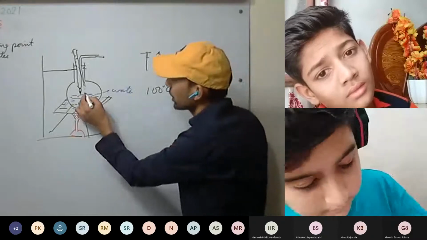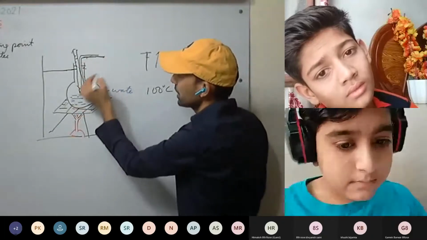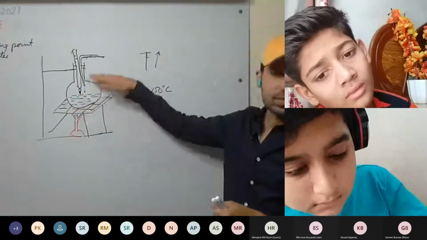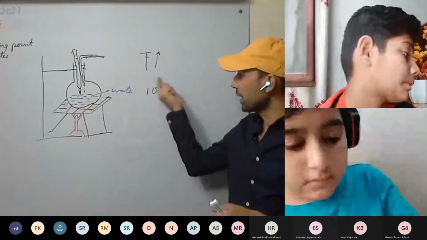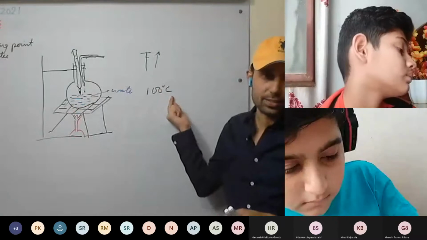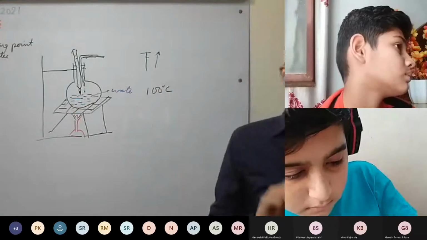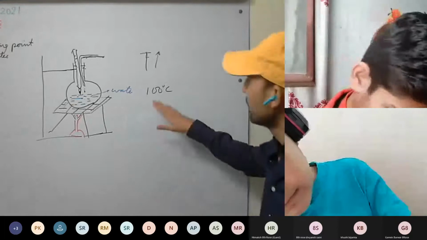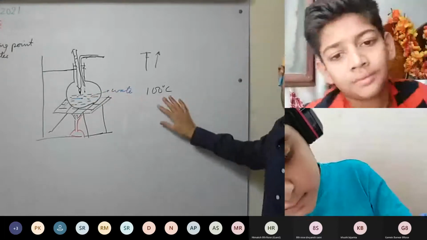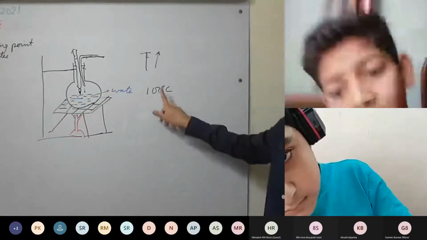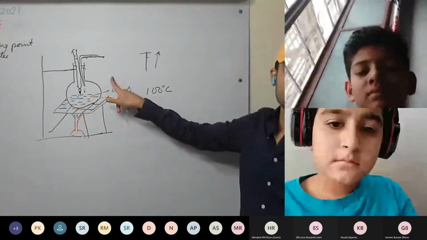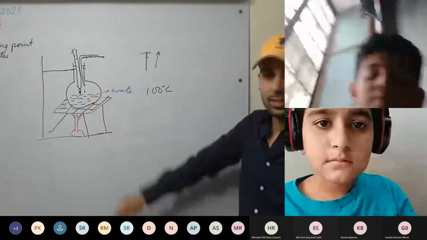Steam comes out of the water. Steam is being released. Till the whole water is converted into steam, the temperature remains at 100 degrees Celsius. So what is 100 degrees Celsius? It's the temperature at which water gets converted into steam. That is, phase change takes place.